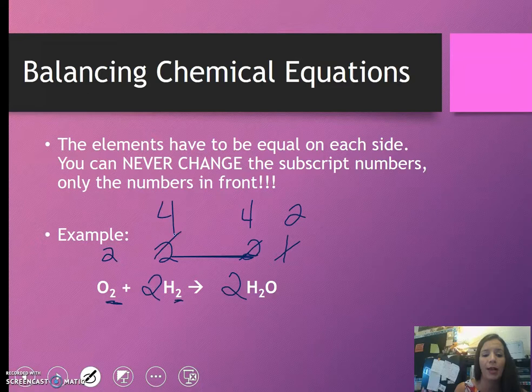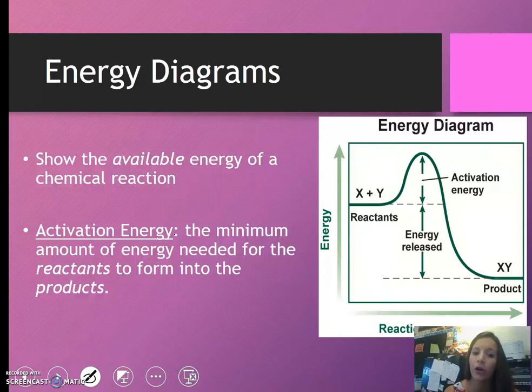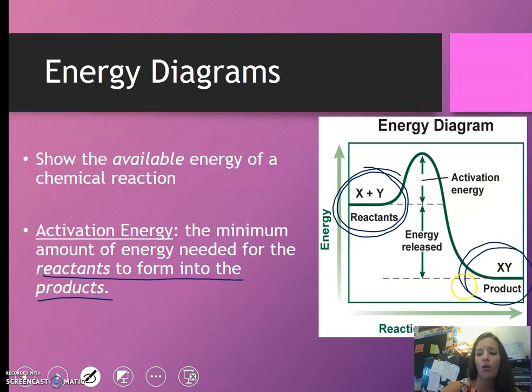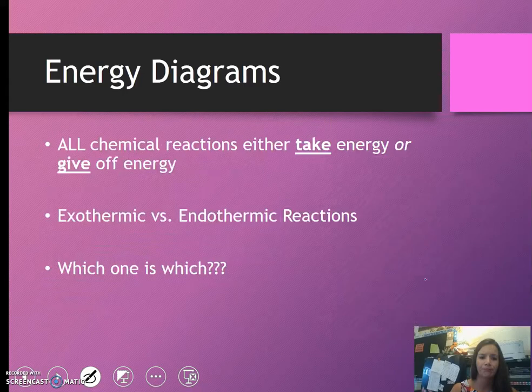Another important thing to think about is energy diagrams. So energy release or absorption usually signifies some sort of chemical reaction. So this is going to show the available energy. Activation energy then is the minimum amount of energy needed for the reactants to form into products. So the reactants are always on this end, and the products are always on this end. So the activation energy is this little hill it has to climb.